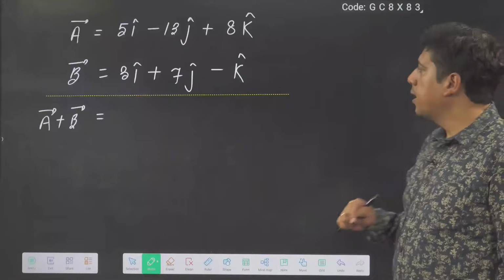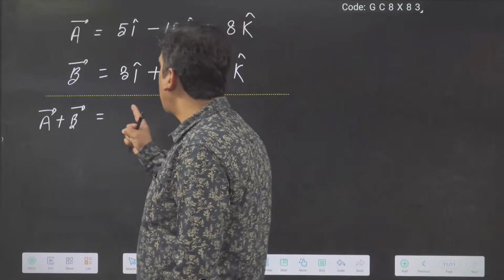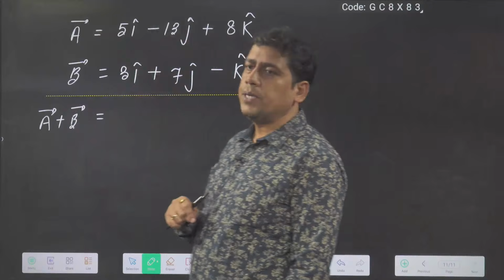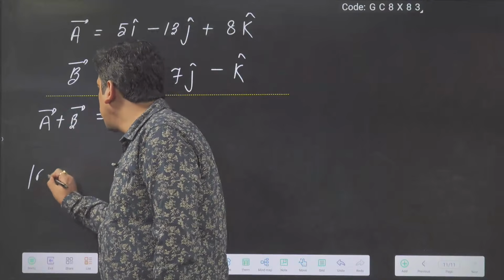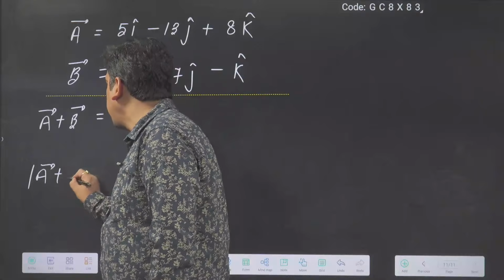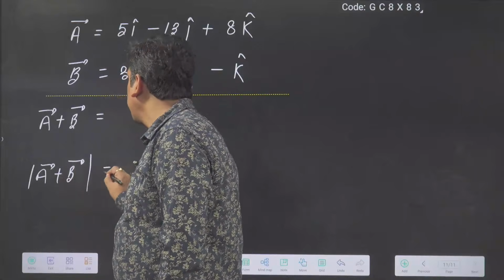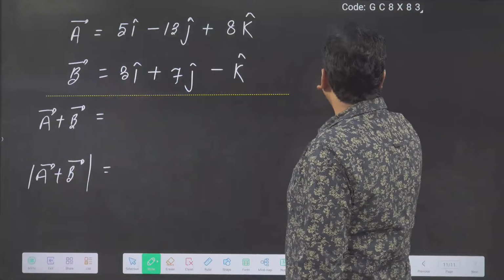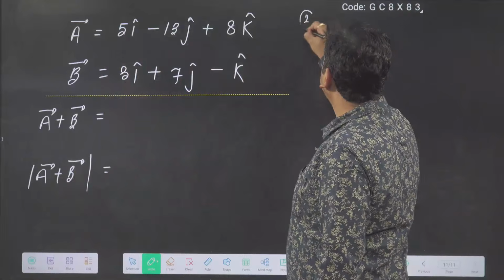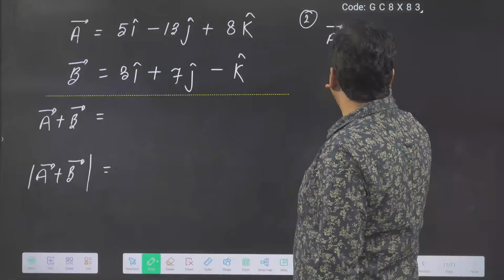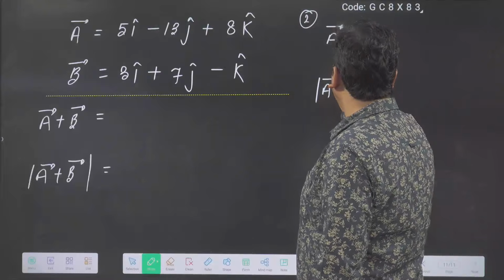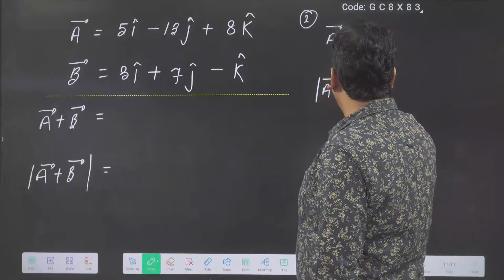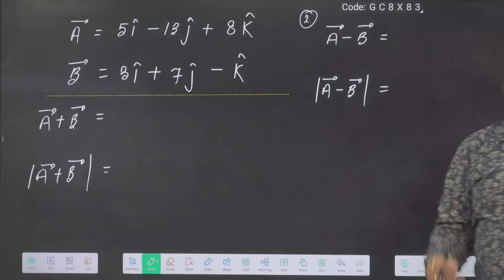Let's come here. First of all, tell me how much is a vector plus b vector. Then you will tell me how much is the magnitude of a vector plus b vector. Question number 2: how much is a vector minus b vector. Then you will tell me how much is the magnitude of a vector minus b vector.